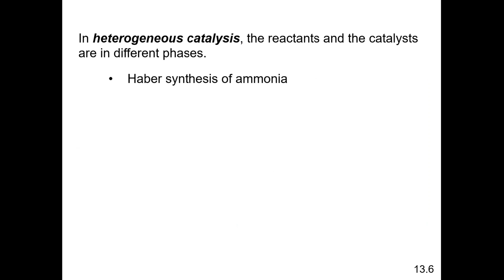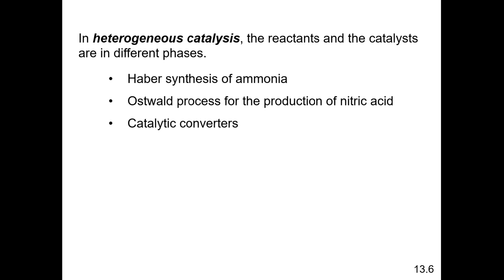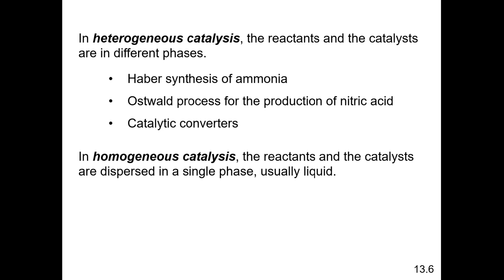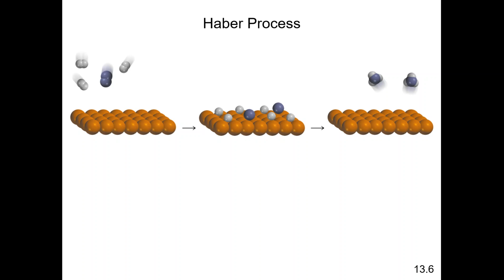Okay, so there are two main types of catalysis. You have what is known as heterogeneous catalysis, where the reactants and the catalysts are in different phases, and there are a couple of examples of this, some of them industrial, such as the Haber synthesis of ammonia, the Ostwald process for the production of nitric acid, and catalytic converters. And then we have homogeneous catalysis, where the reactants and the catalysts are in the same phase, and usually that's a liquid phase. So you have acid catalysis, base catalysis, and others.